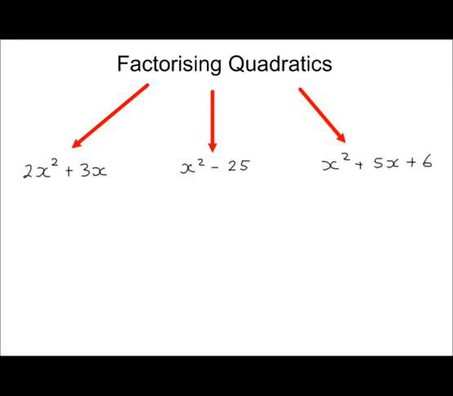Factorizing quadratics. There are three types of factorizing. You've got this example here where you have all three terms present, and then you've got these where one of the terms is missing. So in this one here, the constant at the end is missing. In this one here, the linear term, the x term, is missing. And the method used to factorize each of these is different.